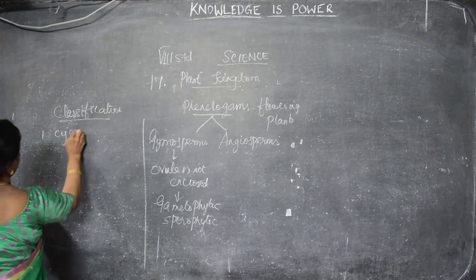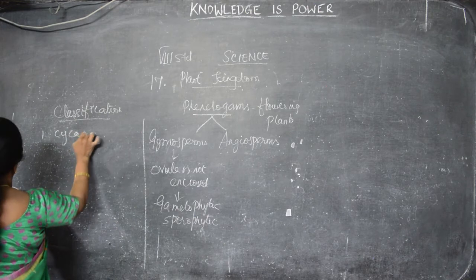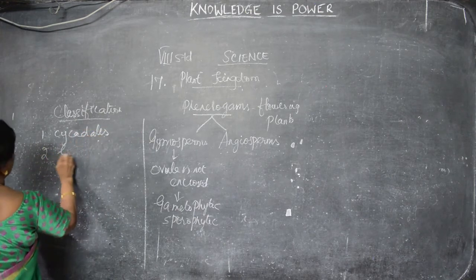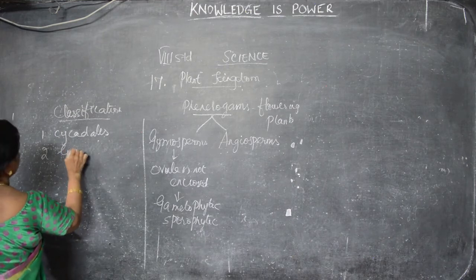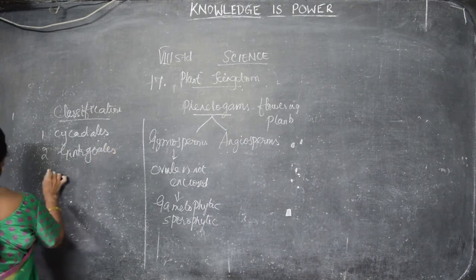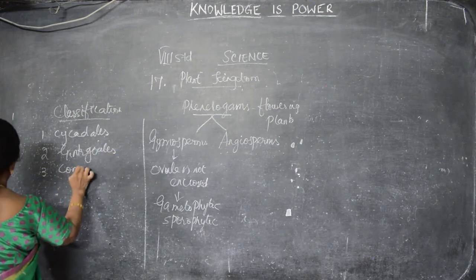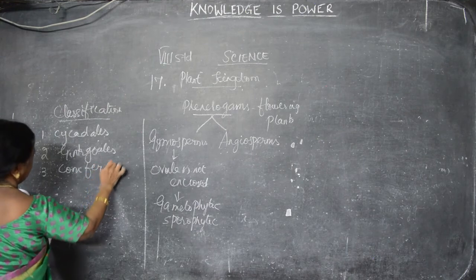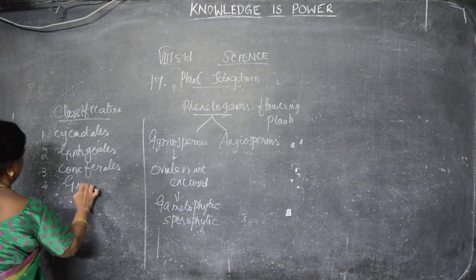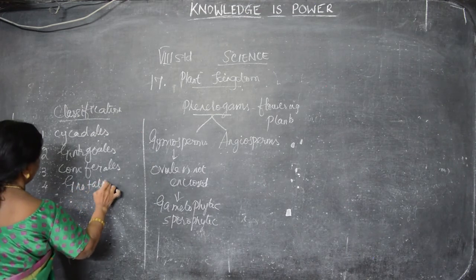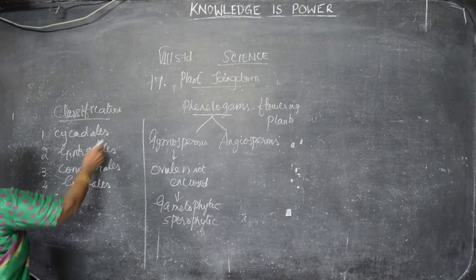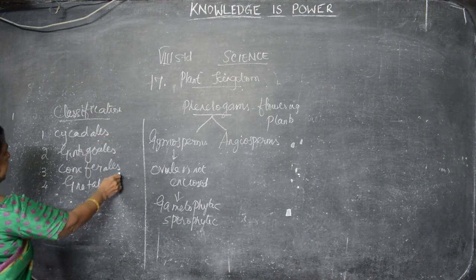What are the classifications of gymnosperm? Cycadales, next one is Ginkgoales, third one is Coniferales, and the last one is Gnetales, the G is silent here. What are the 4 classifications? Cycadales, Ginkgoales, Coniferales and Gnetales.